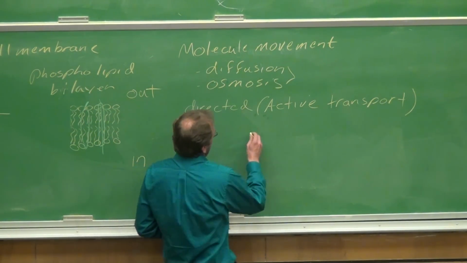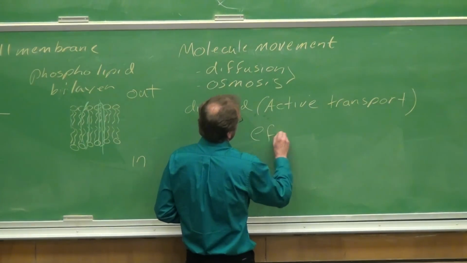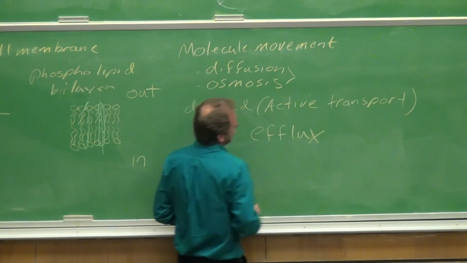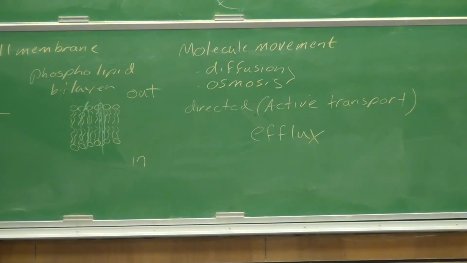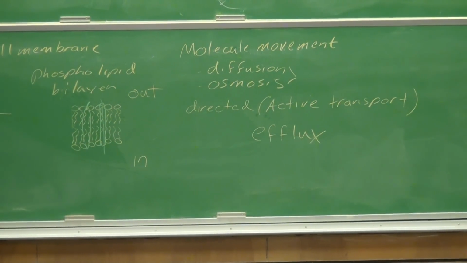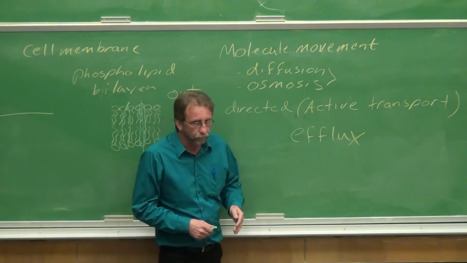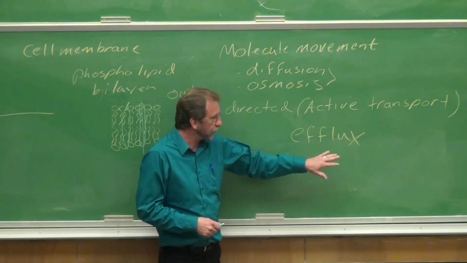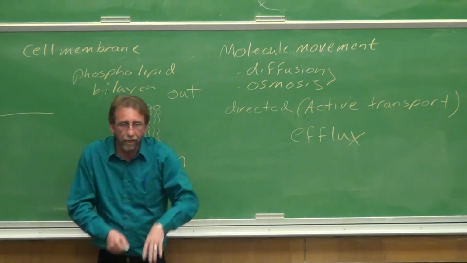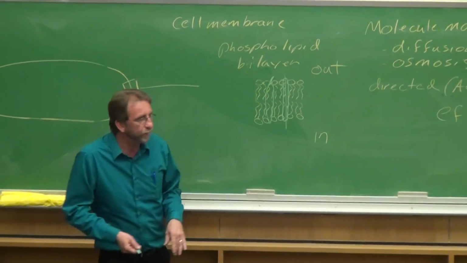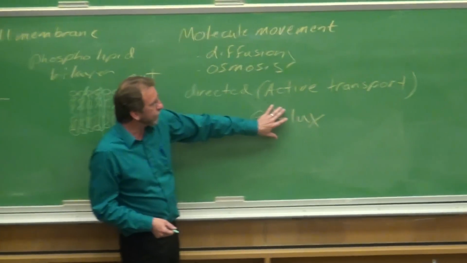But another thing that might be necessary is a process called efflux, where we pump things out of the cell as quickly as they come into the cell. So those are two ways of moving molecules across the membrane, but requiring energy. So you've got two types of movement across the membrane requiring energy.